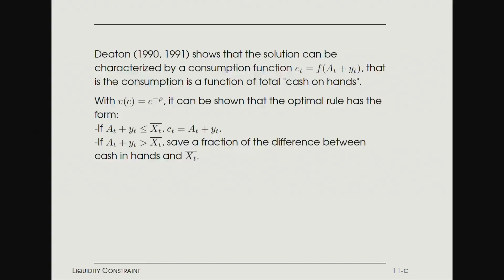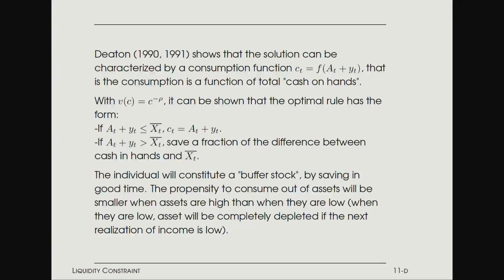So if your income is less than the threshold, you can write it. Basically, what you do is when you can, you save a little bit to constitute your buffer stock, and then when you have enough, you can just consume normally.